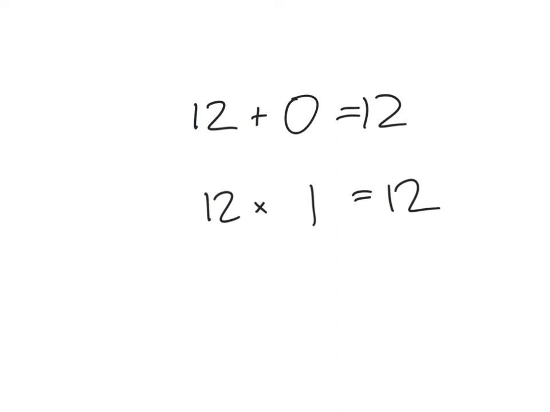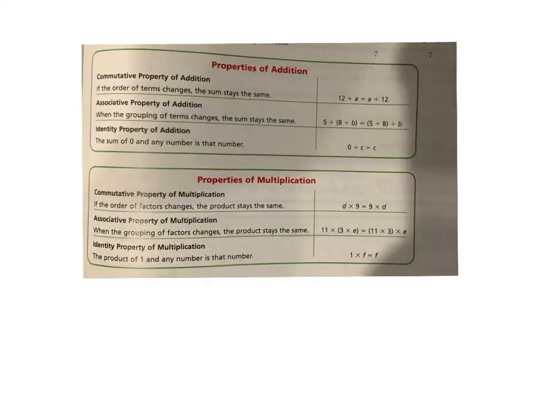You've been doing these properties for a long time, but now you're applying a name to them as a reason for why I can move these around. So let's look at some examples. And again, this is from the page in your book. This is just the breakdown of the three properties they talked about.